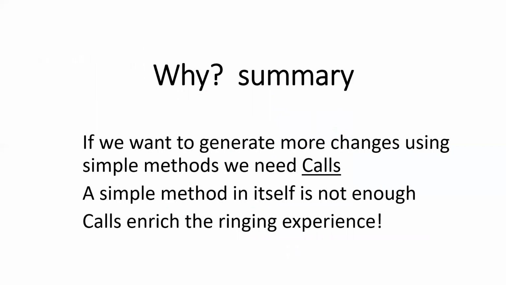And that leads us on to our summary. If we want to use simple methods to ring, so that we can learn them easily and ring them easily, we need calls to get us to be able to ring more rows, and indeed extents. Bobs and singles are 2 different types of call. What calls also do is they enrich the ringing experience. They enable us to ring different touches, enhancing our practice night.